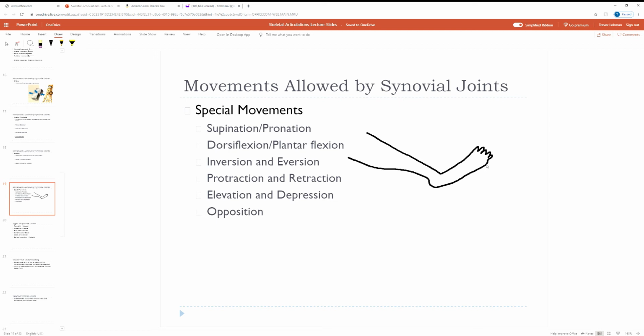And then opposition is a cool one. This is because our thumb is rotated 90 degrees away from our other fingers, you can actually touch the pads of your fingers to your thumb, each one. And that's called opposition because you're opposing your thumb and another finger. You can't do that with any of your other fingers. You can't oppose your middle finger and your index finger. It doesn't work, but you can do it with your thumb.